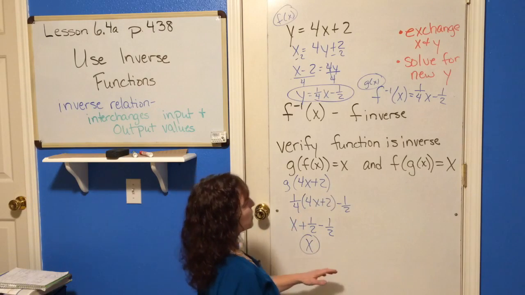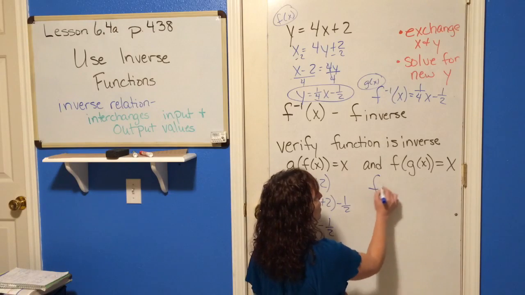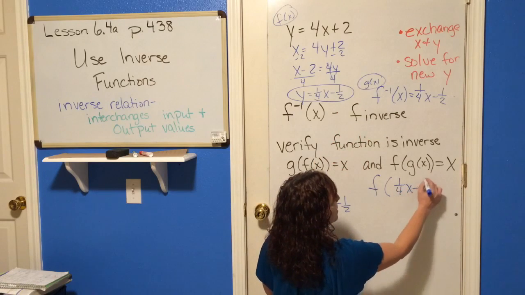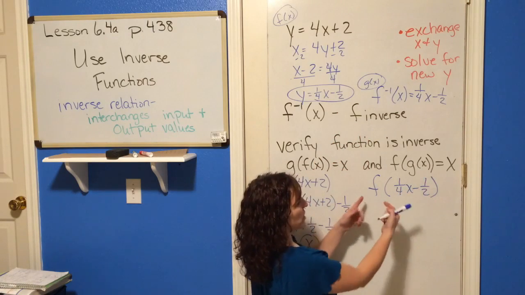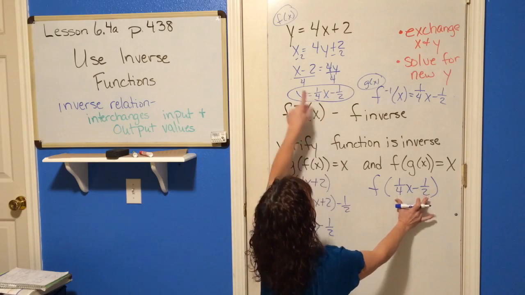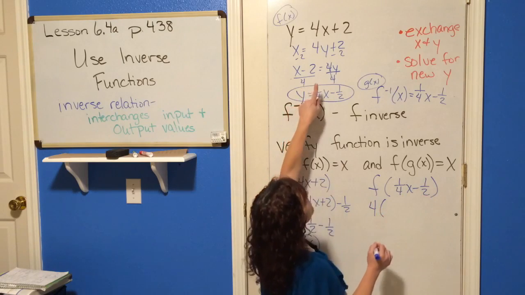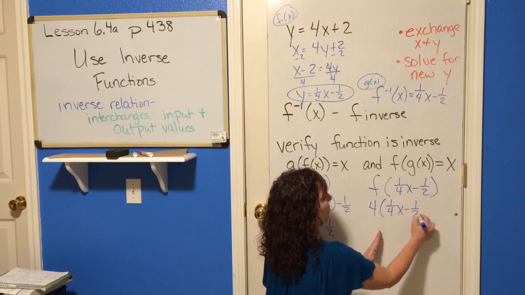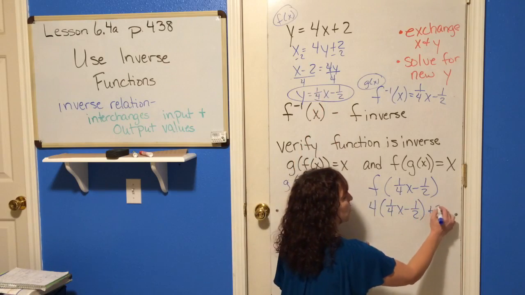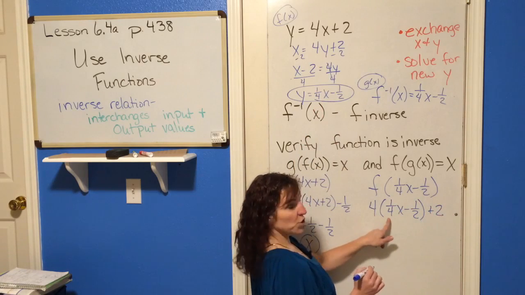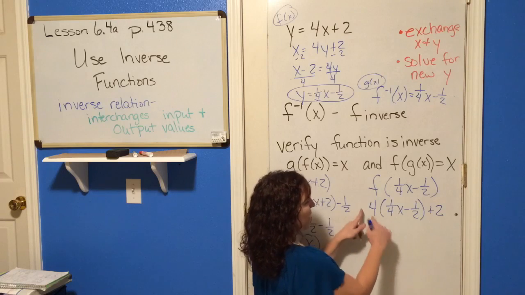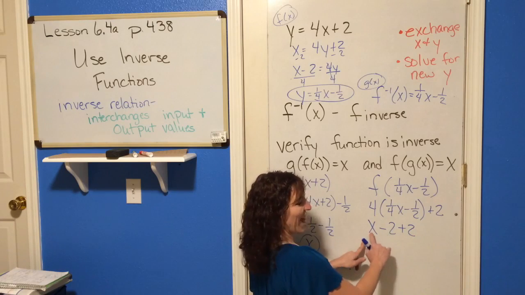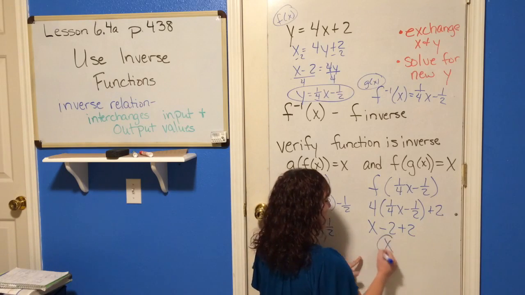So I'm halfway there. So now I want f of g of x. So g of x is this one, 1/4 x minus 1/2. So I want f of this. So f is up there: 4 times x. X is the 1/4 x minus 1/2, plus 2. So 4 times 1/4 is just 1, so we have 1x. Minus 4 times 1/2 is 2. 4 minus 2, or 4x minus 2 plus 2 is x.